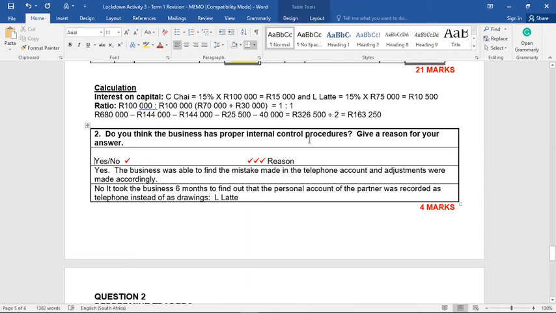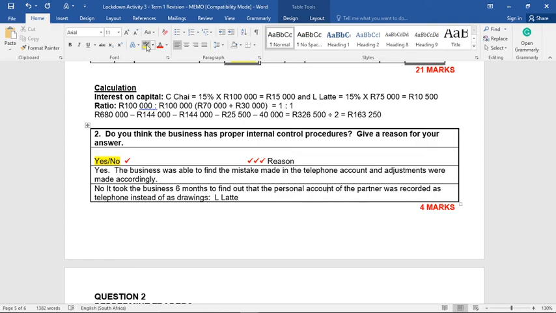There we go. Yes or no. So depending on how you view this, you could say yes, the business was able to find the mistake that they made in the telephone account and made the adjustment. Okay, so I guess that's good. Or you could say no, it took the business 6 months to find out that the personal account of the partner was recorded as telephones instead of drawings. So either way could earn full marks for that question, provided your reason is a good reason.